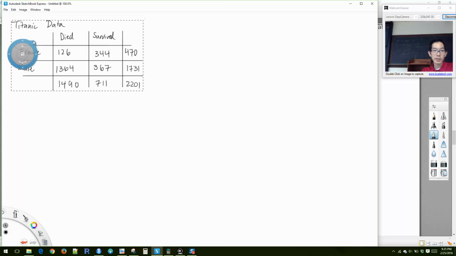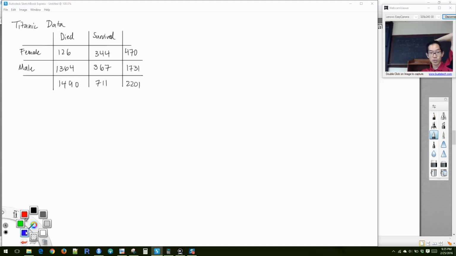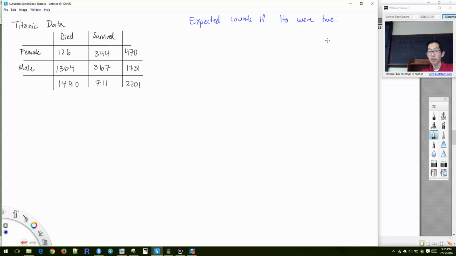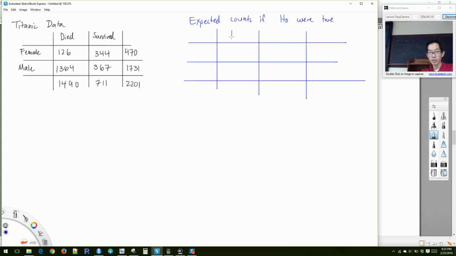We're going to compare our data to what we expect to see if the null hypothesis were true. So I'm going to write expected counts if the null hypothesis were true. I'm going to just write died, survived, female, and male. Okay, so I'm going to just fill in the margins first.